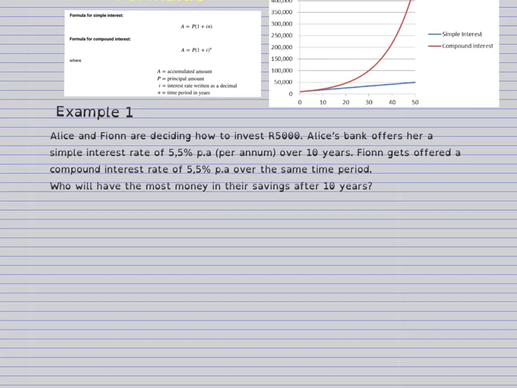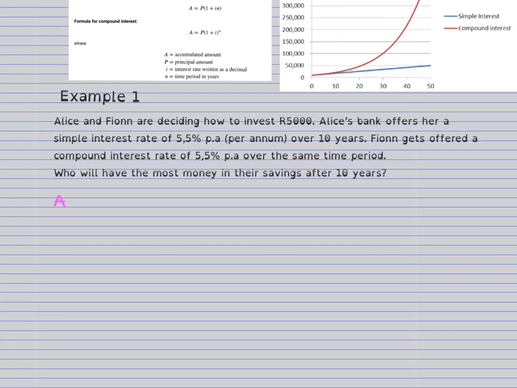So let's start off with Miss Alice. Alice had 5,000 Rand to invest. So A equals P, her principal amount, what she initially put into the bank, (1 plus. All right, so remember I said that your interest rate is written as a decimal. So what you do is you take this 5.5, and you simply divide by 100. So we're going to change that rate into a decimal. And this happened over 10 years.